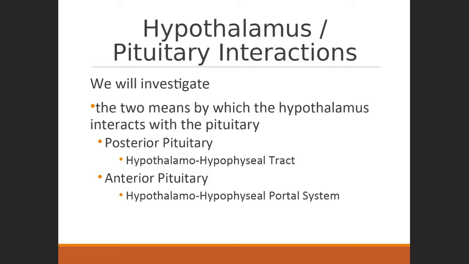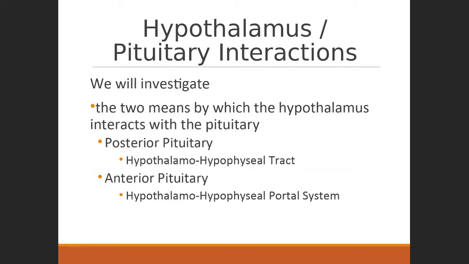As we alluded to, there are going to be two mechanisms by which the hypothalamus interacts with the pituitary. And they're very regional with respect to the pituitary. We see a communication mechanism between the hypothalamus and the posterior pituitary called the hypothalamo-hypophyseal tract. Between the hypothalamus and the anterior pituitary, we see the hypothalamo-hypophyseal portal system.